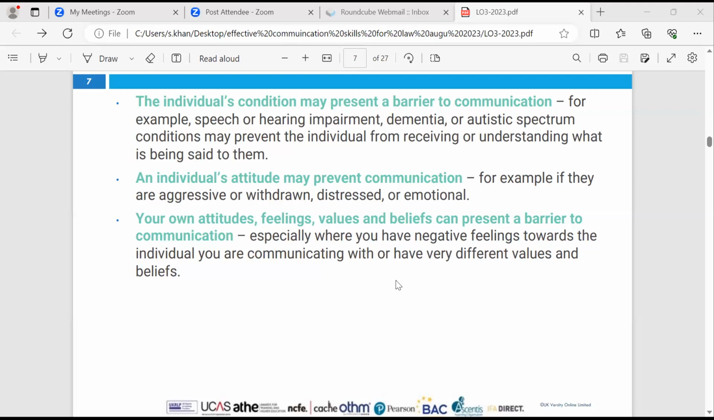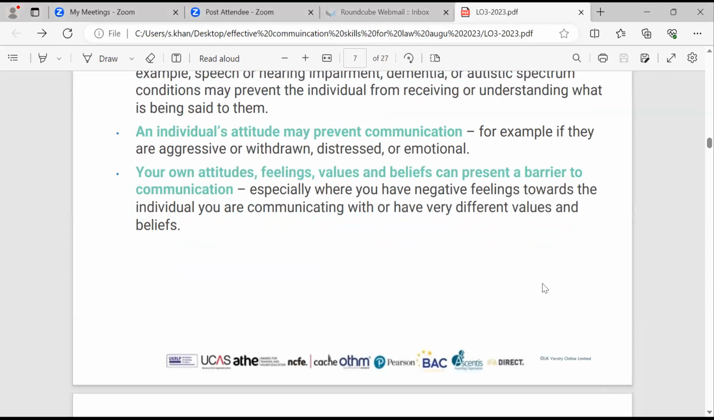The individual's condition may present a barrier to communication. For example, someone who has problems with speech or hearing impairment, dementia, as I've just mentioned, or autistic spectrum conditions may be prevented from receiving or understanding what is being said. So you need to be very clear. An individual's attitude may prevent communication, for example if they're aggressive, withdrawn, distressed or emotional. If they're upset, or aggressive about finding out they've got an illness or anything, you need to be more understanding.